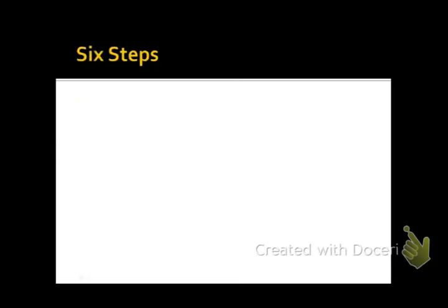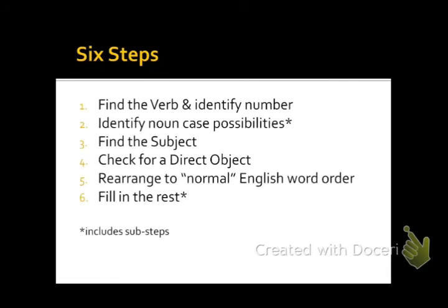So to recap the 6 steps that we just went through in our example sentence. First, you find the verb and identify the number, whether it's singular or plural. Then you identify the noun case possibilities by following a couple of sub-steps. Third, you find the subject. Fourth, you check for a direct object. Fifth, you rearrange to normal English word order. And sixth, you fill in the rest.